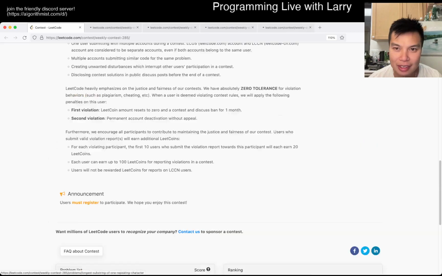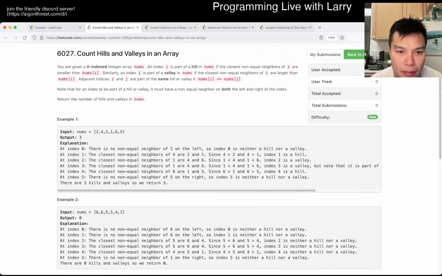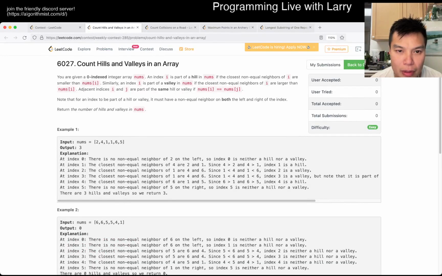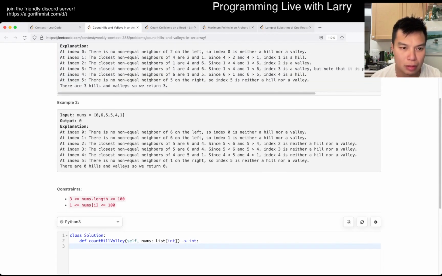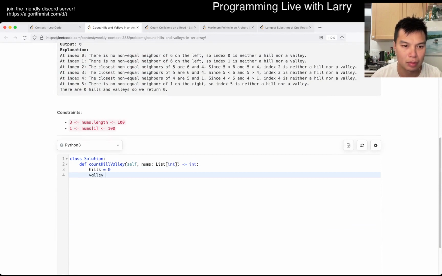Oh, this one's fast. This is the non-equal part. Huh. I don't even know. What am I doing?